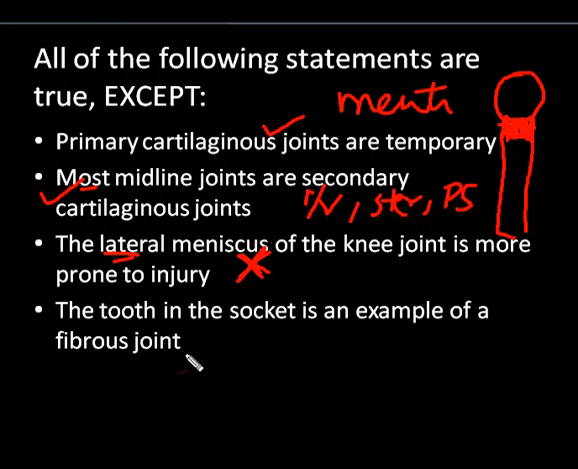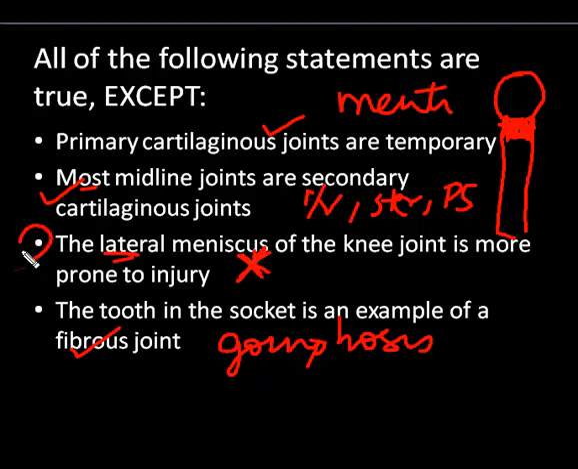But let's look at the last statement too, where it says the tooth in the socket is an example of a fibrous joint. This is true. It is an example of a fibrous joint and a special example, and that is known as gomphosis. So therefore, this is the correct statement. This one here is the correct statement to this question.